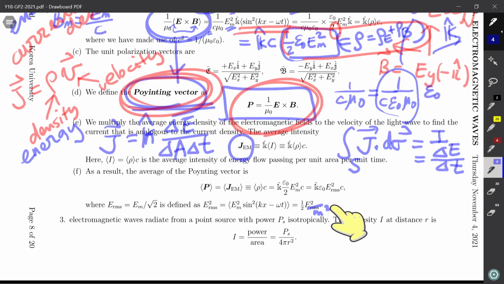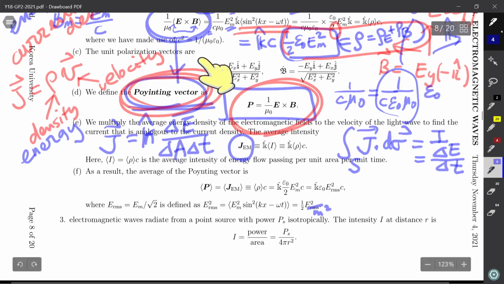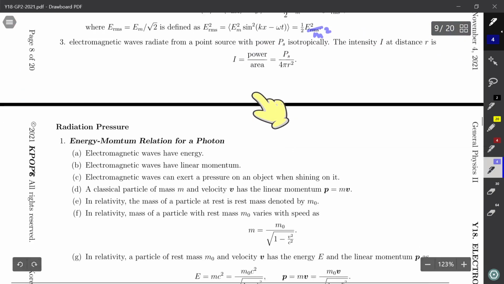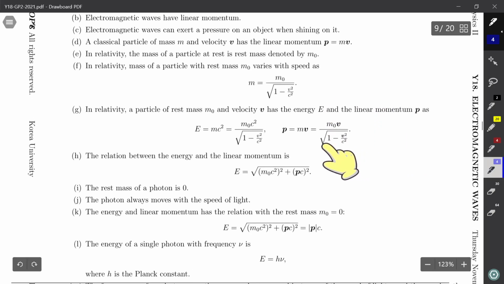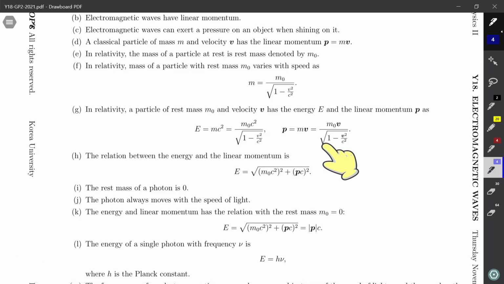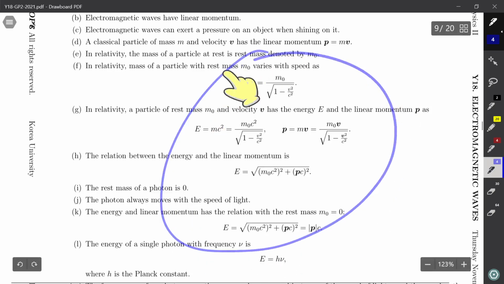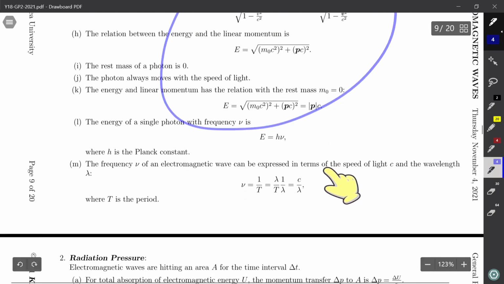All right. Radiation pressure. We shall find later when we study relativity in detail. So let me pass this part. Let us postpone studying this part until after learning relativity.